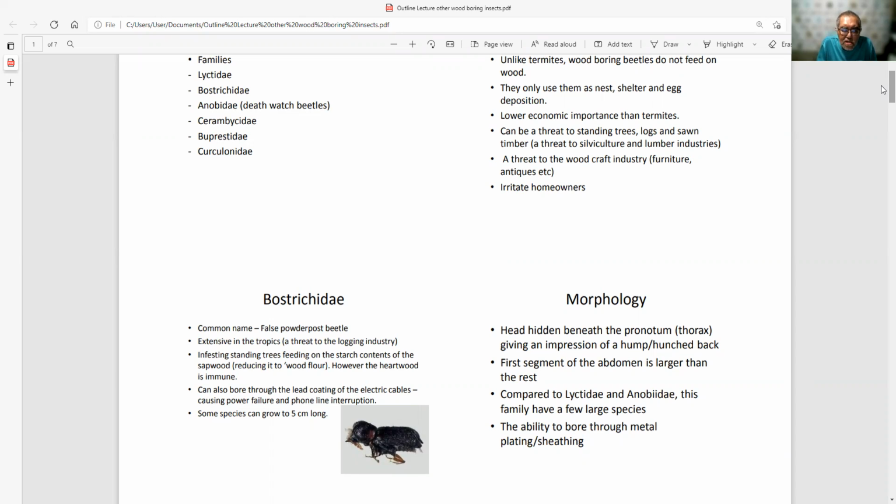Okay, now let's look at the specific family. We only have a few as examples. Although there are many more, but we take this opportunity to present some of them, a sampling of them. Number one is Bostrichidae. Now this is the largest insects. A common name is false powder post beetle.